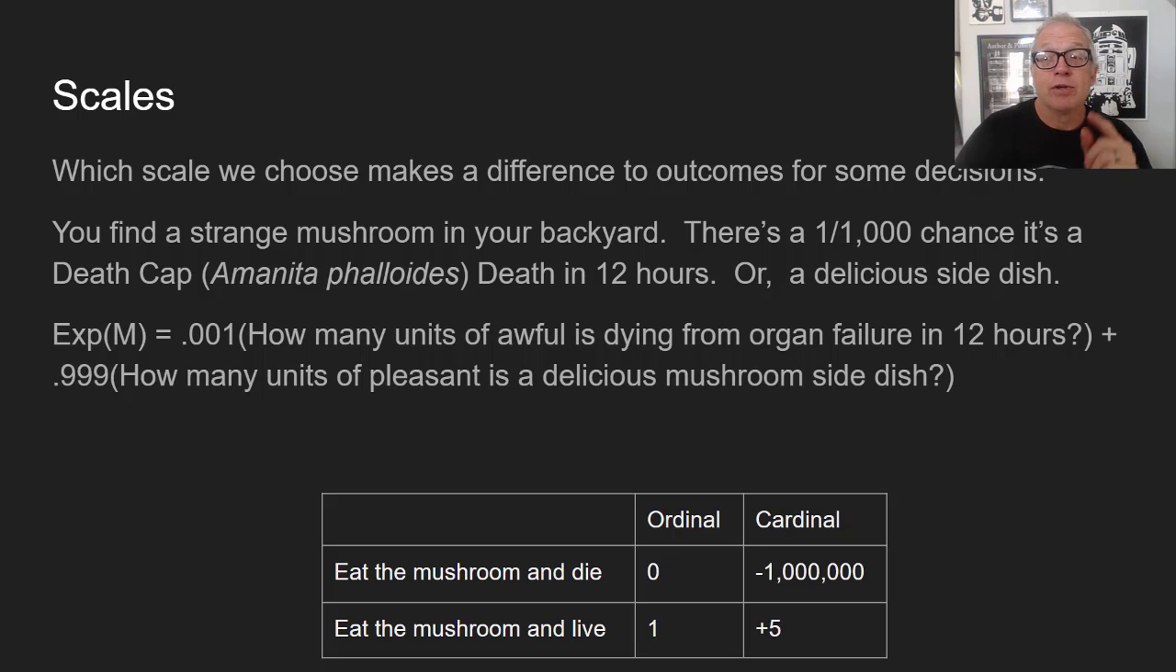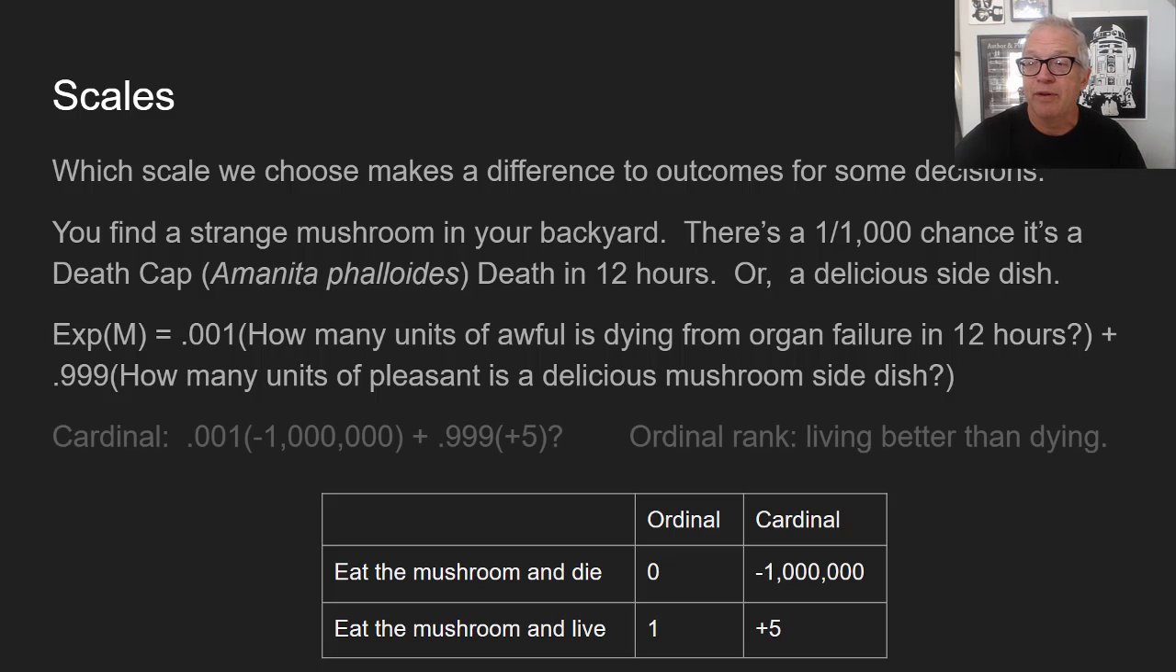expected value theory. So expected value theory is where we'll multiply the probability times the utility and get a weighted average over all the options. And I'll explain more about that in the next lecture and give you a rundown on how that works. But the way you do this is, if there's a 1 in 1,000 chance of dying, how awful is dying? It's -1,000,000, plus 0.999 times how many units of pleasure? It's a +5. And that turns out to be very low in this case. The cardinal ranking gives us an answer. I don't know if I did the math on it. I didn't do the math on it.